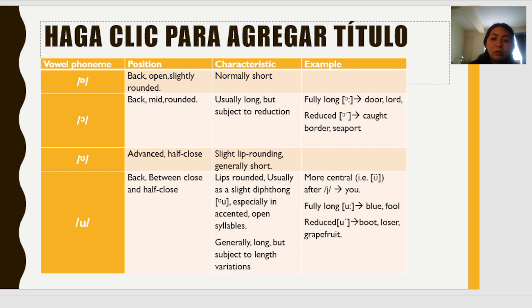The next position is advanced, half closed. Characteristic is slightly lip rounded, generally short. The next is back between closed and half closed. Characteristic: lips rounded, usually a slight diphthong, especially in accented open syllables. Generally long but subject to length variation. And more central is, for example, you, fully long, blue, full, reduced, boot, looser, grapefruit.